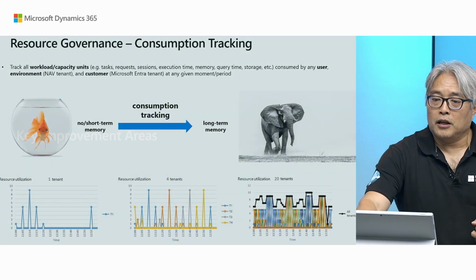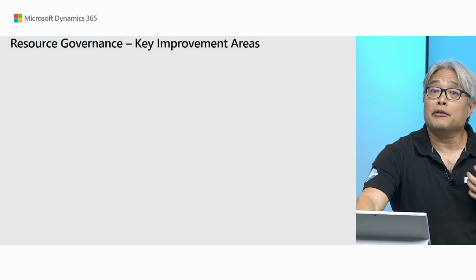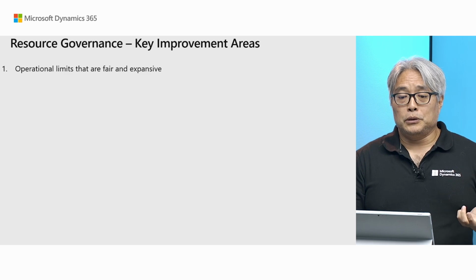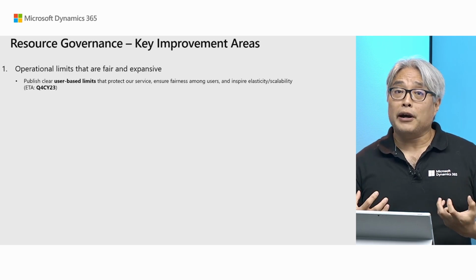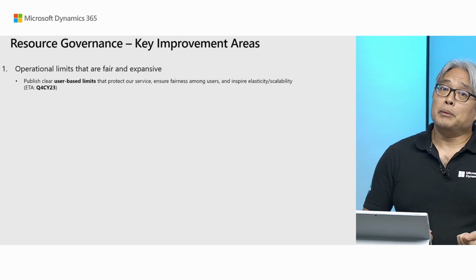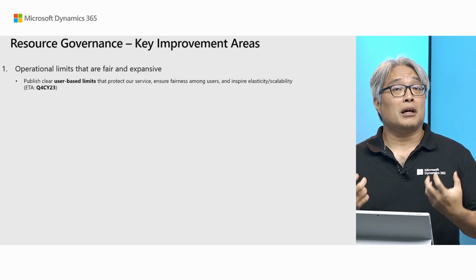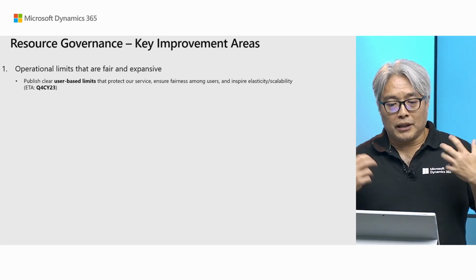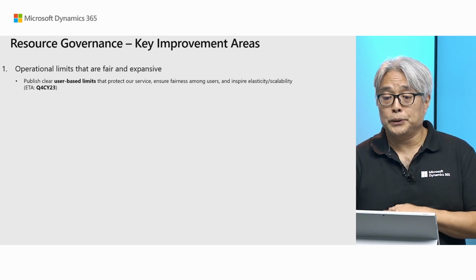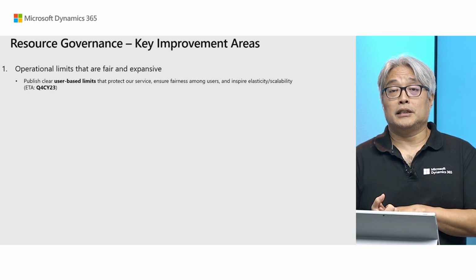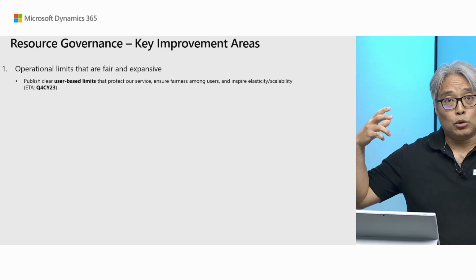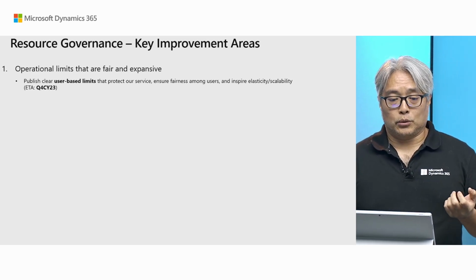Okay? So now, let me talk about the key improvement areas that are enabled by the new resource consumption tracking. The first thing that we are able to do is offer operational limits that are fair and expansive. First, we will publish a clear user-based limit. You probably noticed that most of our operational limits are environment-based, right? Now we're going to publish a clear user-based limit that protects our service, ensures fairness among users, and inspires elasticity and scalability. The ETA for this new user-based limit will be throughout this next quarter, which is the fourth quarter of calendar year 2023, right?